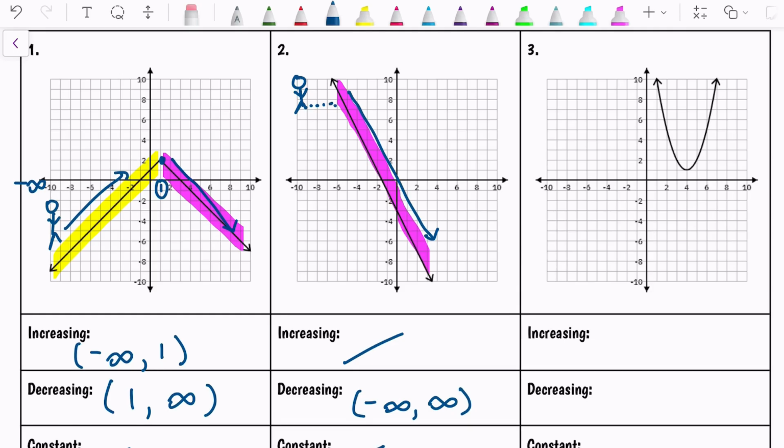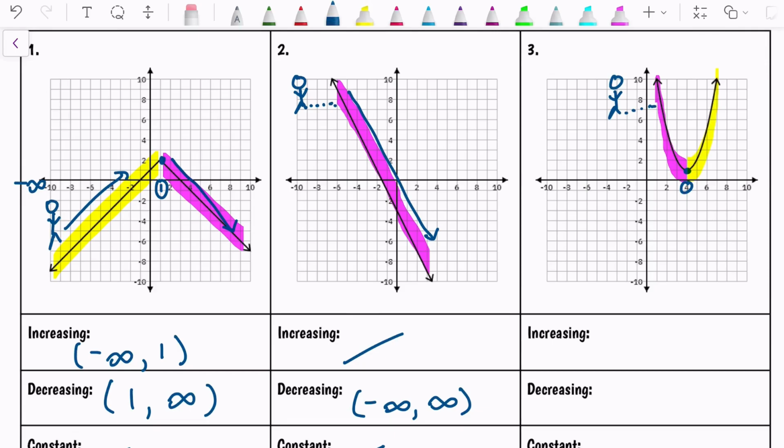For number 3, I'm going to be turning. I like to find my turning points. My turning point is at 4. And if I'm that stick person and I'm on my journey left to right, I hit this graph and I start by walking down, and then I would turn and I would walk up.